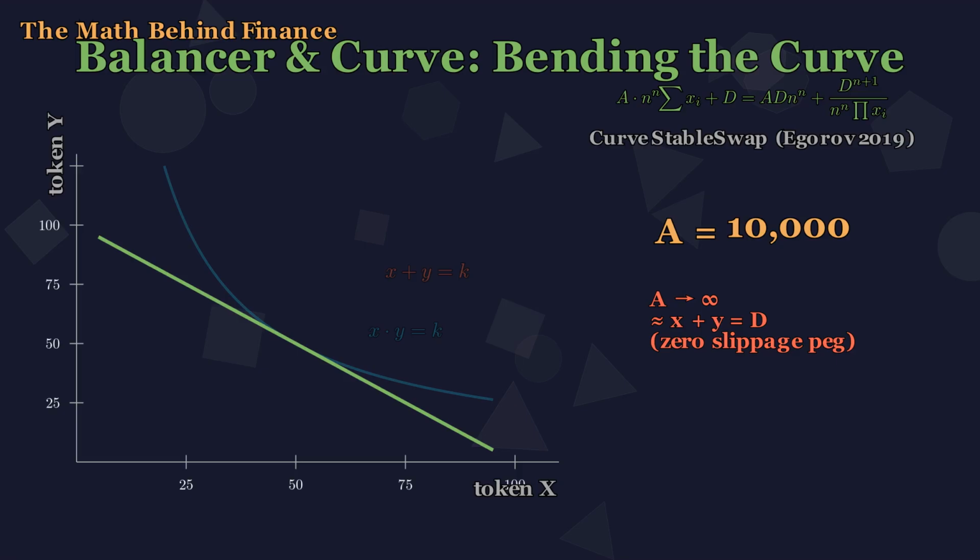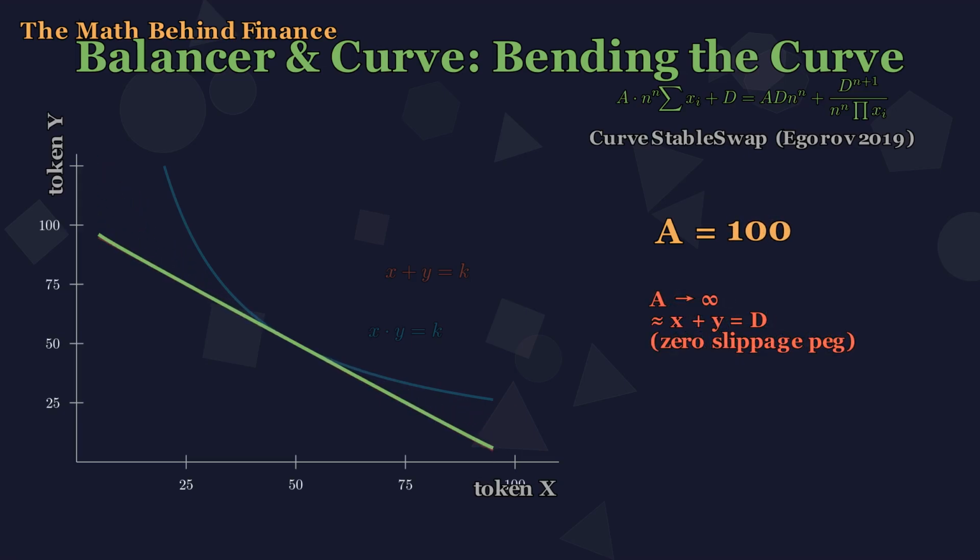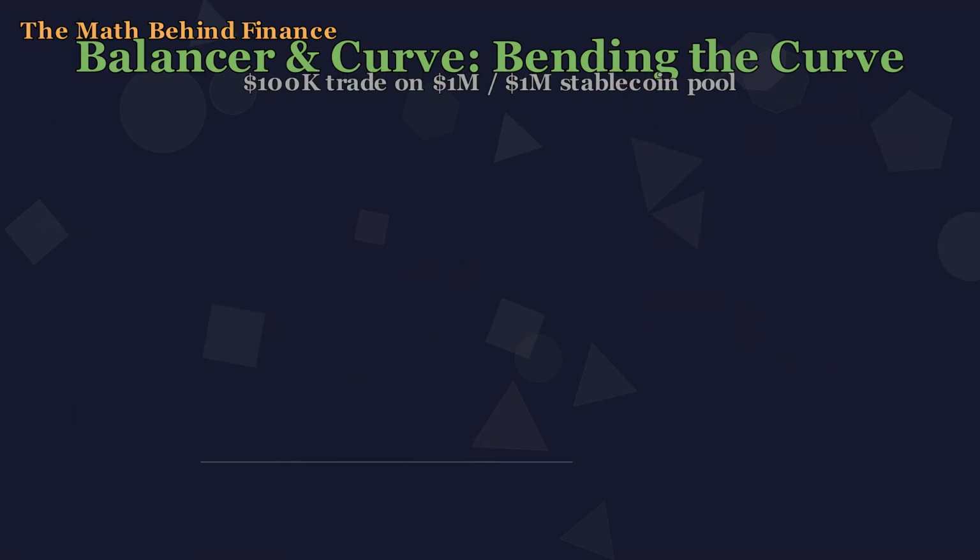Curve StableSwap invariant blends the two, controlled by a single parameter A. Small A looks like Uniswap, a full hyperbola. Large A flattens into a near line. Most of the slippage simply gone.